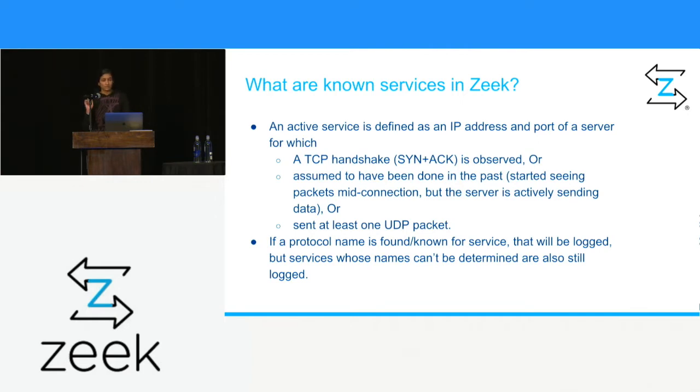The second one is it is assuming. If it has not seen the handshake, but it has seen the midstream traffic, then it will also log that as the server IP and server port that is actively being used on the network. And the third one is for the UDP, that if there is a UDP packet sent from the server IP from that port to whatever client it is talking to, then that will be considered as an active IP and port. So that is the analysis engine behind the knownservices.log file. And then if the protocol name is found, then of course it is logged into the known services log file. But if it is not found, then directly the port number is logged without any service.